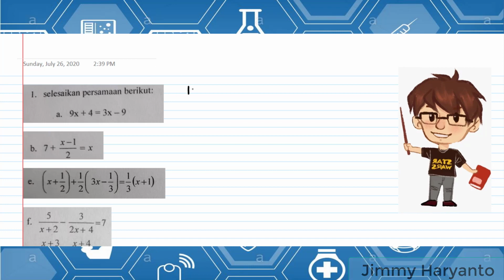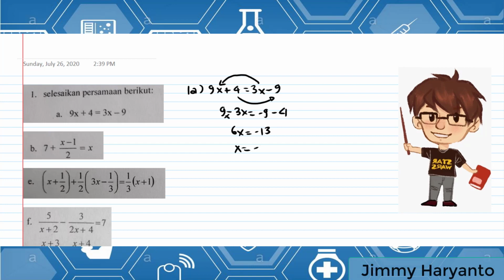Number 1A. We have 9x plus 4 equals to 3x minus 9. So what can we do? We can move the 3x and then move the 4. 9x minus 3x equals to negative 9 minus 4. It will become 6x equals to negative 13. x equals to negative 13 over 6. That is the answer for number 1A.